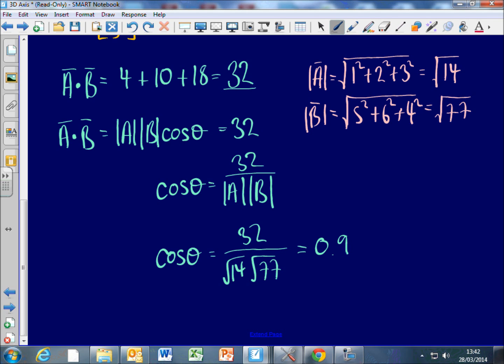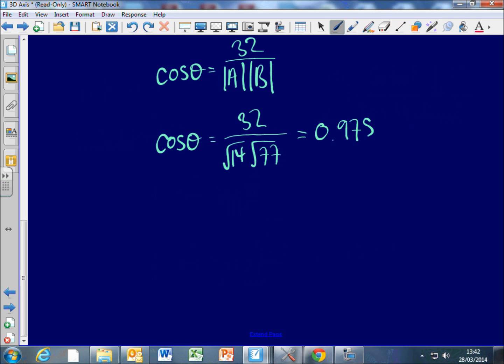0.975. Okay, and now obviously finding the angle is pretty straightforward. Theta is cos to the minus 1 of 0.975. In radians? Anybody? Or in degrees? I don't mind really. 0.224.